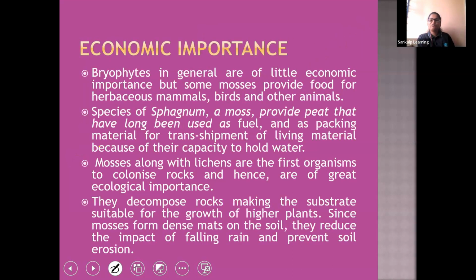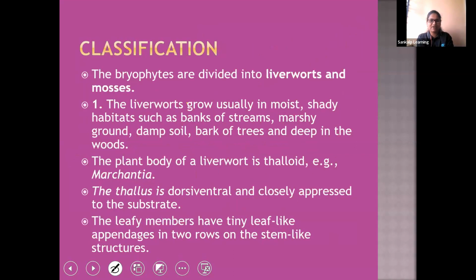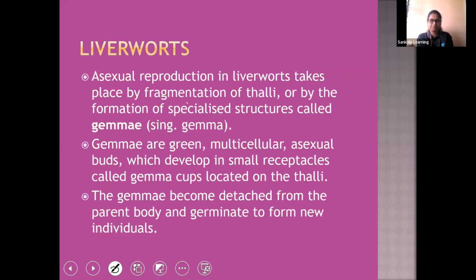Bryophytes generally have little economic importance, but some mosses do. In the classification, mosses are one division or type. They provide food for herbaceous mammals, birds and other animals. Species of sphagnum is a moss. It provides peat, which we discussed last time. Then, in classification, they are classified into liverworts and mosses.